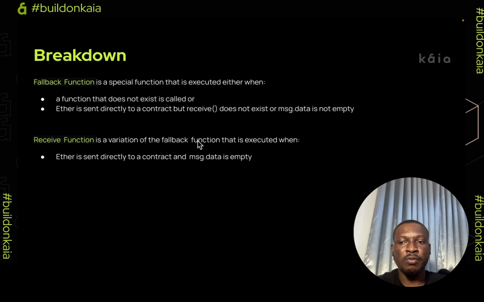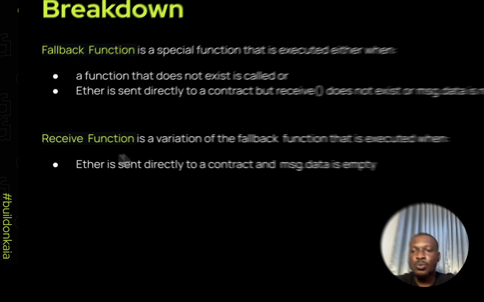We also have a variation of the fallback function, which is the receive function. It is executed when ether is sent directly to a contract and msg.data is empty. msg.data is basically the data about your function, argument, and your function selector. So this means that the receive function is triggered when ether is sent directly to a contract, either from a contract or from an account, to a particular smart contract that implements the receive function, when msg.data is empty. Pretty much it. So let's take a look at how this works.